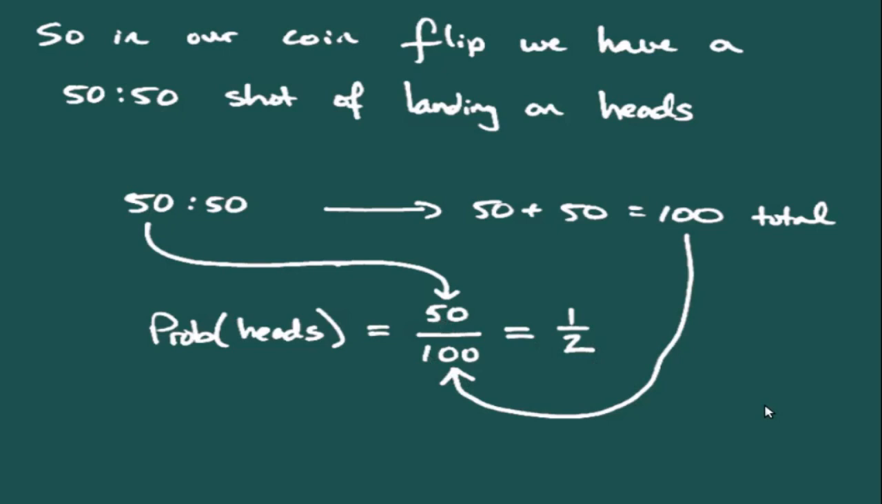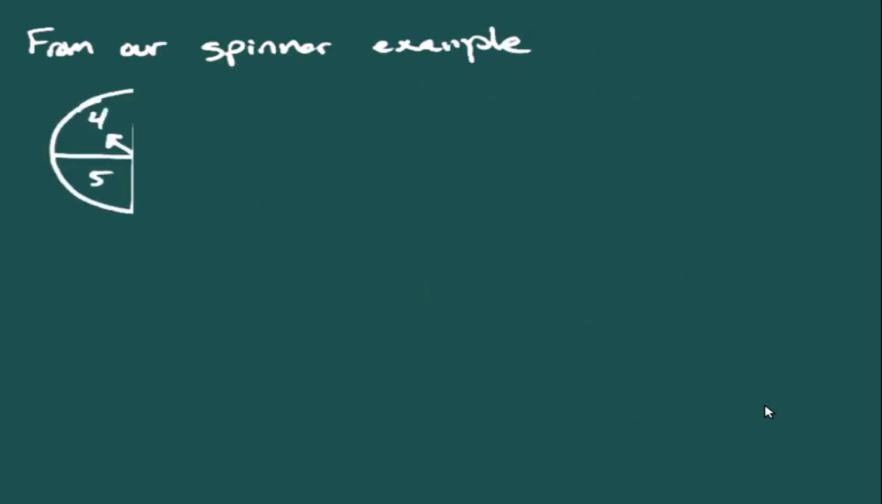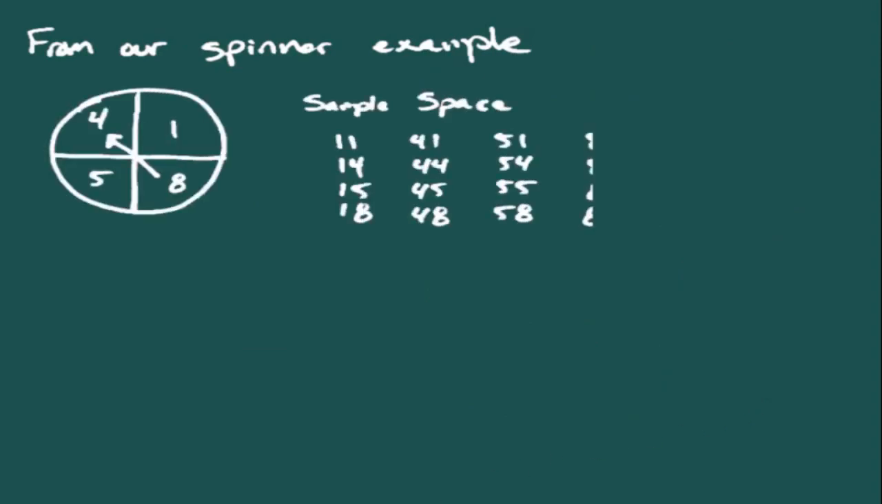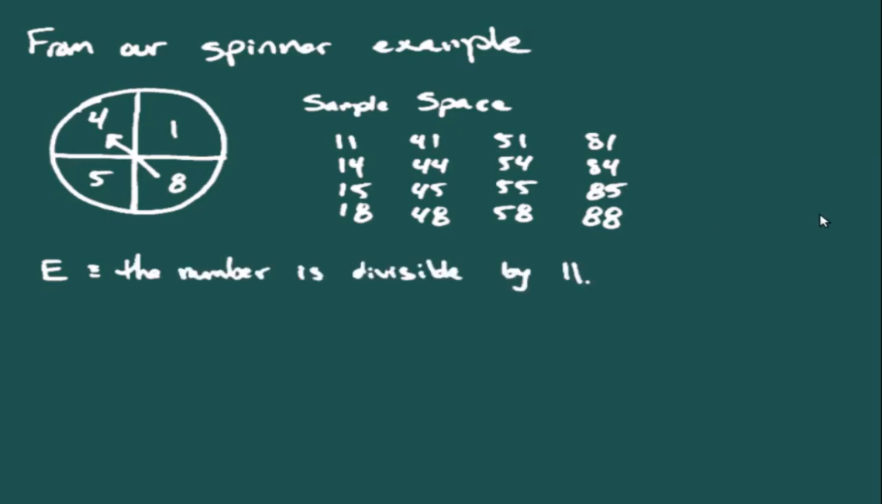So let's go back and look at our spinner example again. We've got our numbers 1, 4, 5, and 8. In the sample space, we had the outcomes 11, 14, 15, 18, 41, 44, 45, 48, 51, 54, 55, 58, 81, 84, 85, and 88. So we had 16 different possibilities. The event that we talked about in that video was where the number was divisible by 11. And so our set E consisted of the outcomes 11, 44, 55, and 88.